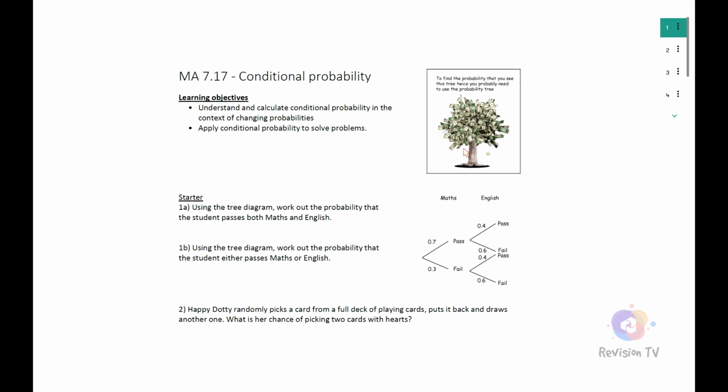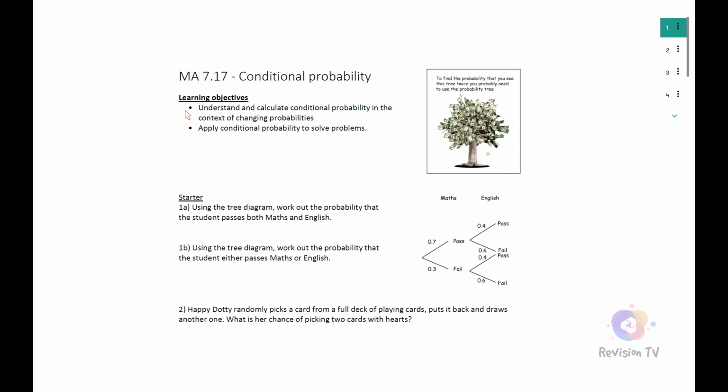Before we begin, I dare you to say this quickly three times, like a tongue twister. Have a go first. I'm not sure if you could hear my accent, I'm not an English native speaker, but let's have a go. To find a probability that you see this tree twice, you probably need to use this probability tree. Trust me, when I made this meme, my tongue literally made a tie.